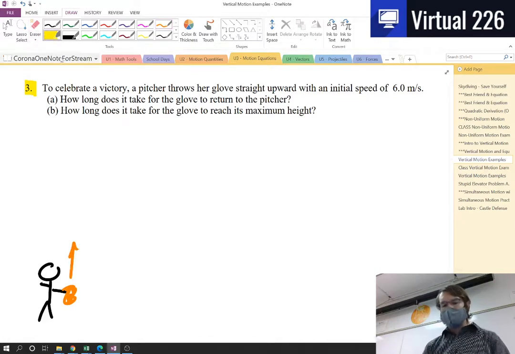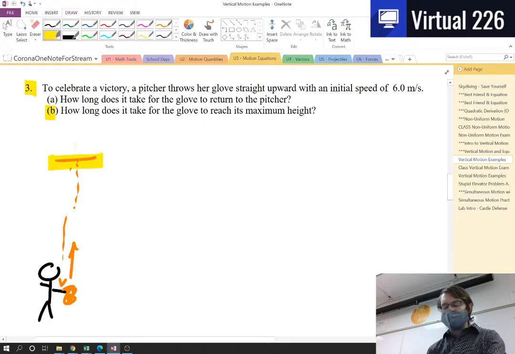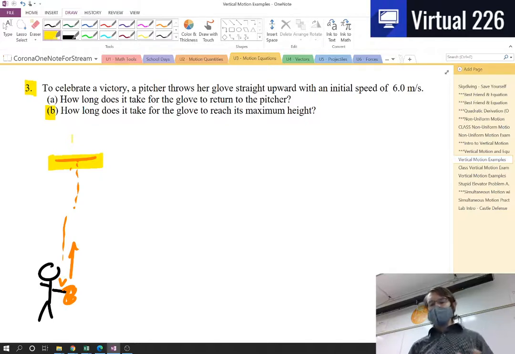Now, there's two parts to this question, A and B. In part A, we're asked, how long does it take for the glove to return to the pitcher? So how long does it take for the glove to go up, hit some max height, and then come back down? In part B, it's asking, how long does it take for the glove to get to this maximum height? We can actually do part A or part B first. It doesn't matter. In either case, there are some things we can think about that are going to really help us out, so we can tackle it in any order we want.